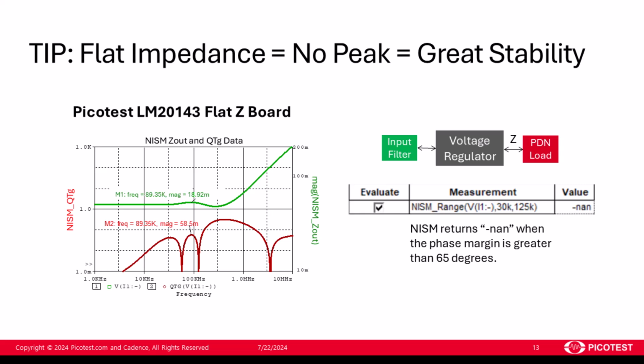The goal of a quality power delivery network is to achieve flat impedance. So how do we assess the stability when there's no peak? You pat yourself on the back because you did a great job. Your design is very stable.